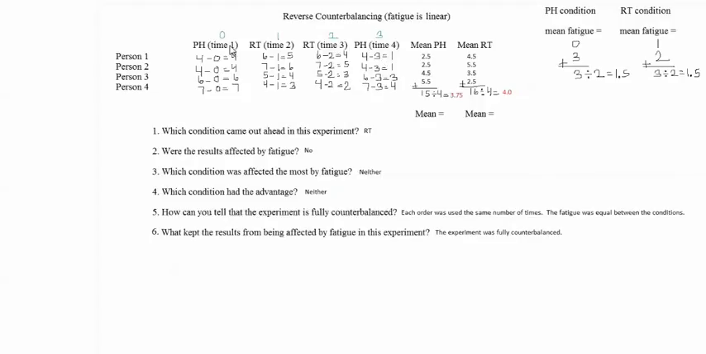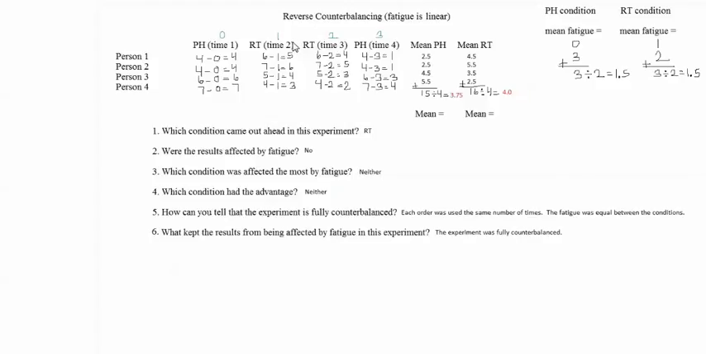What I did next was, for each person, I took the 2 Pizza Hut ratings and averaged them, and I took the 2 Round Table ratings and averaged them. So for person 1, I took 4 and 1, which are the 2 Pizza Hut ratings. I averaged them, so 4 plus 1 is 5. 5 divided by 2 is 2.5. That gave me the person's Pizza Hut average.